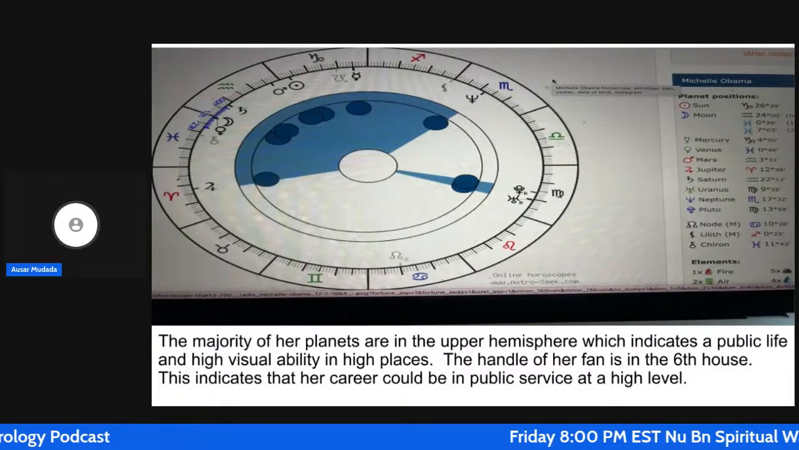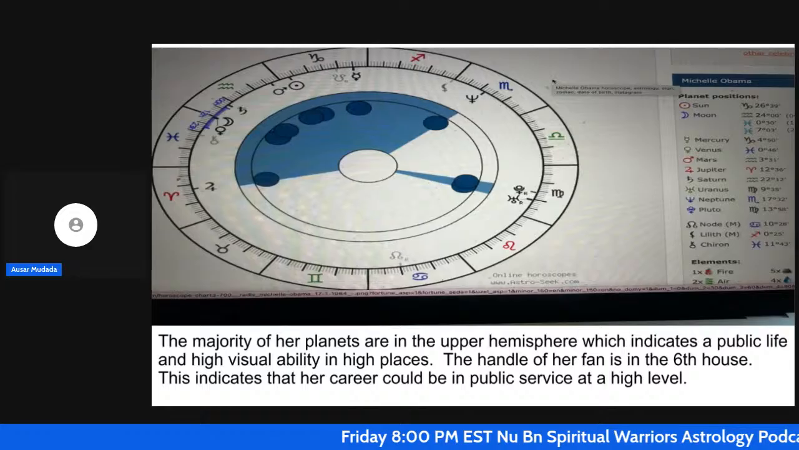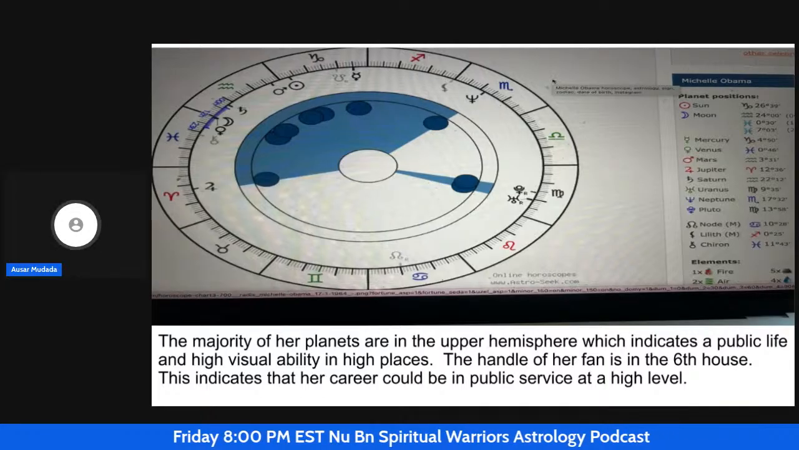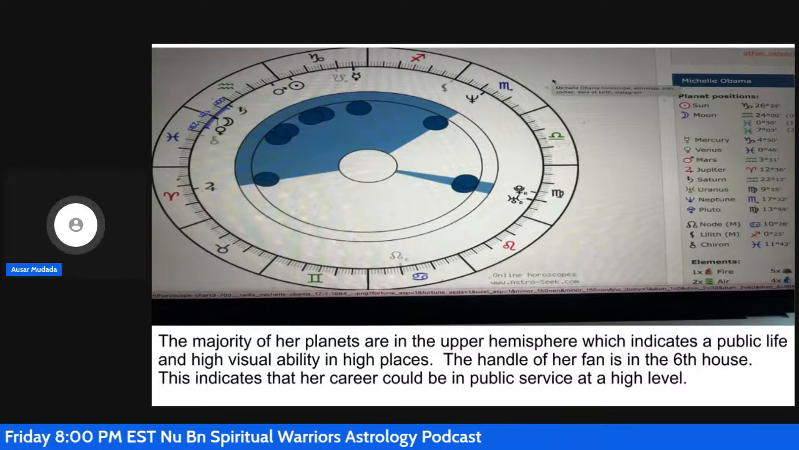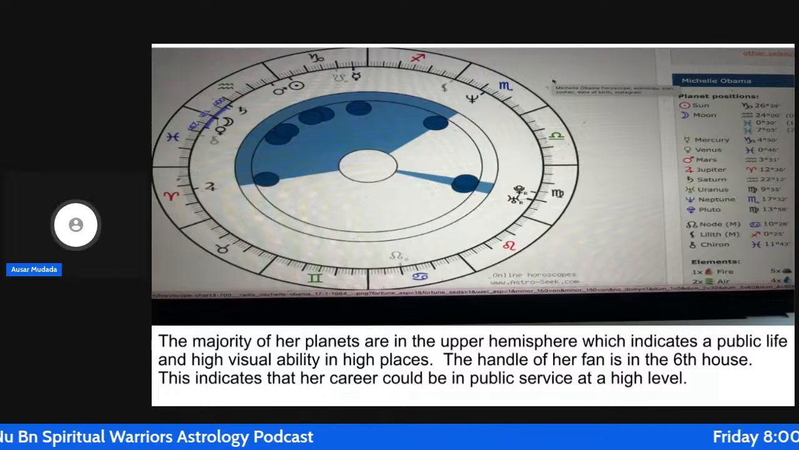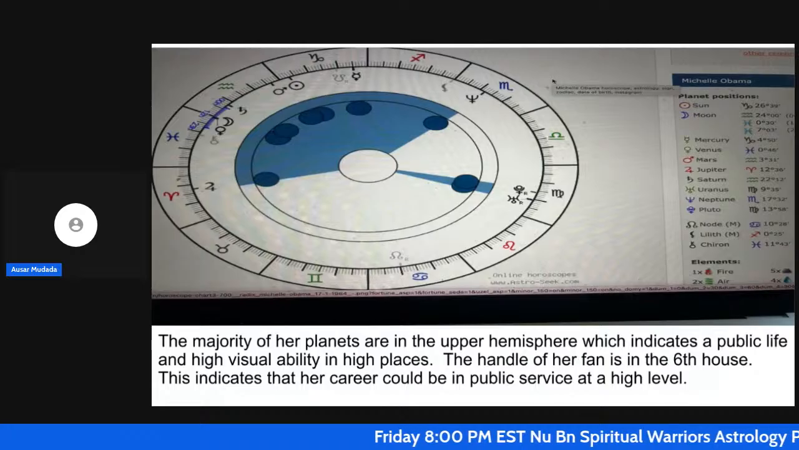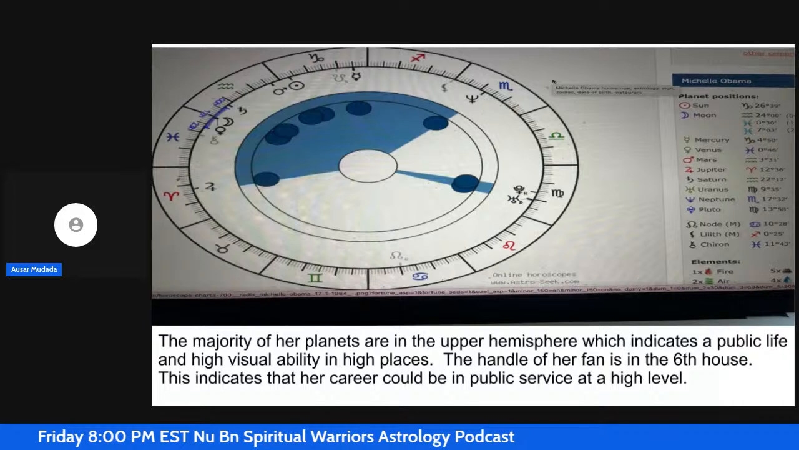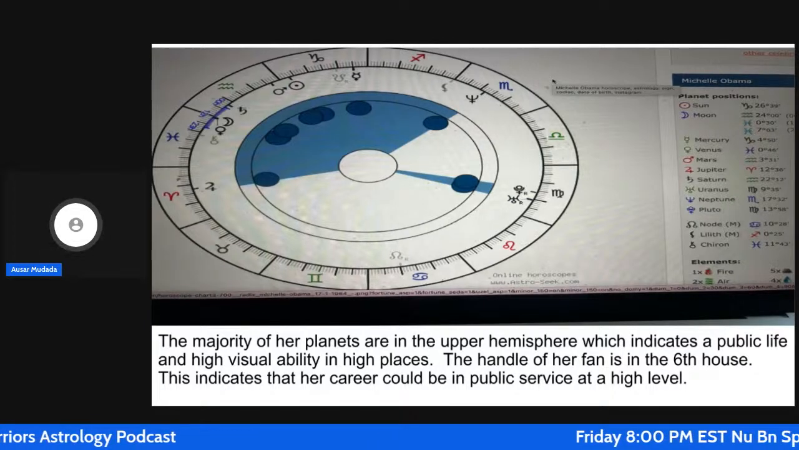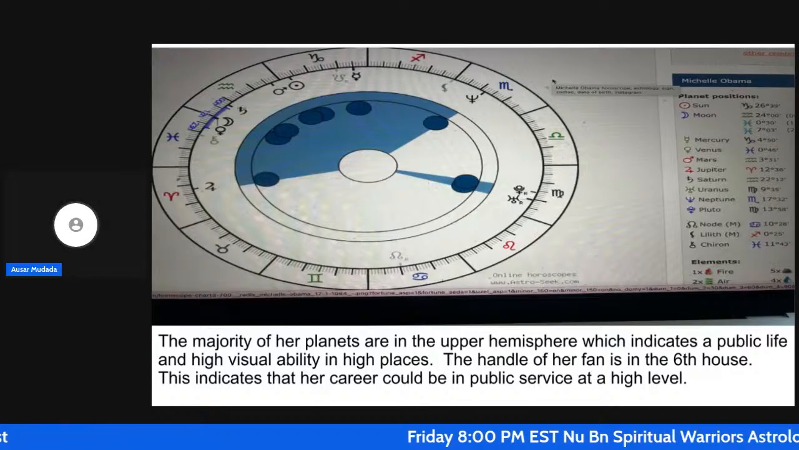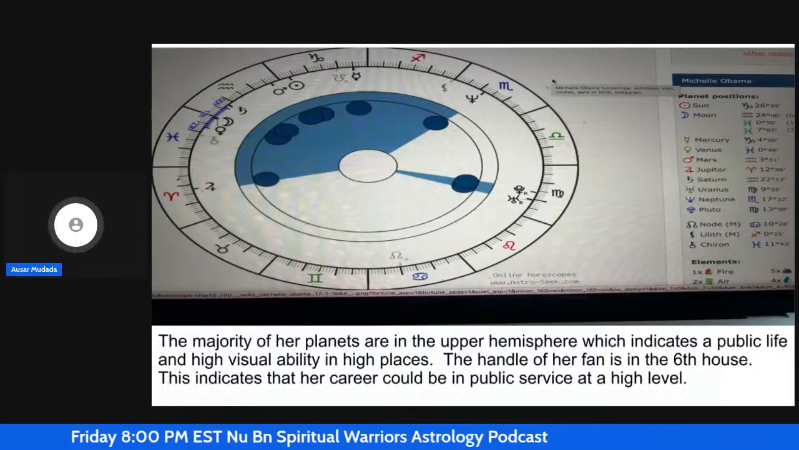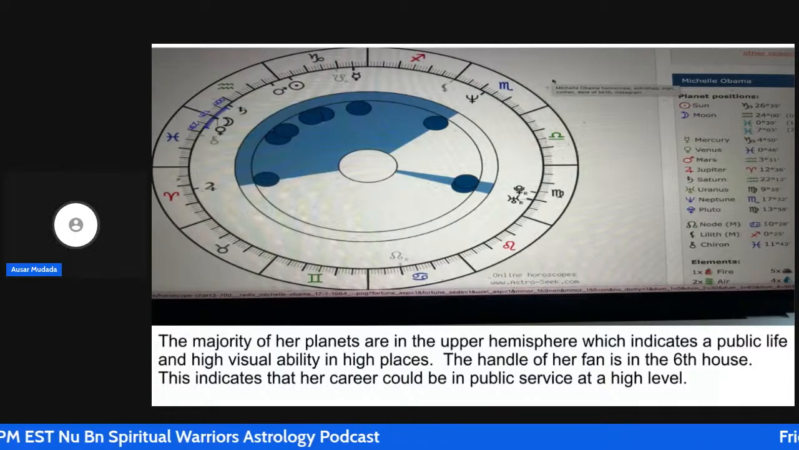The handle of the fan is in the 6th house. This indicates that her career could be in public service at a high level. So it was in public service at a high level, and it's more current too. So she was a current public servant. I know you can go back in history, but we're talking about contemporary time. So that helps narrow it down for you.